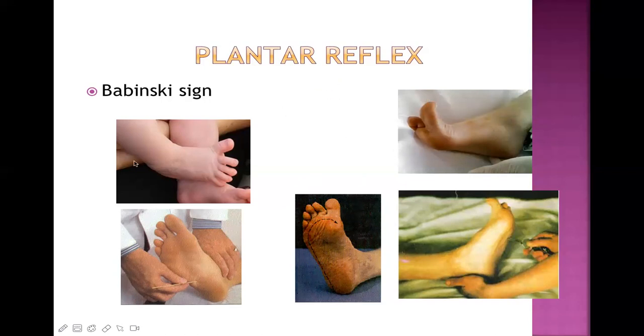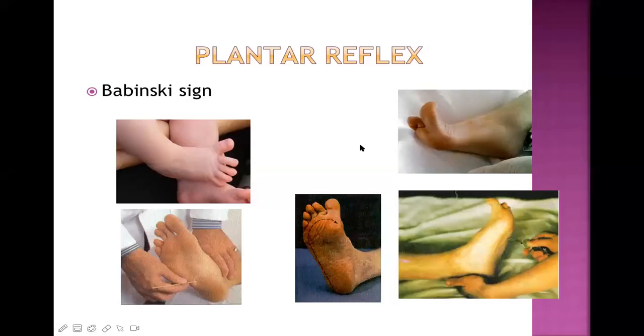Now you may be wondering why this baby's picture is shown here. In babies, especially till 1 year of age, there is no proper myelination of central nervous system neurons. So without proper myelination, the Babinski sign may be positive in them. That doesn't mean they have upper motor neuron disease. The Babinski sign is usually positive in very small babies.